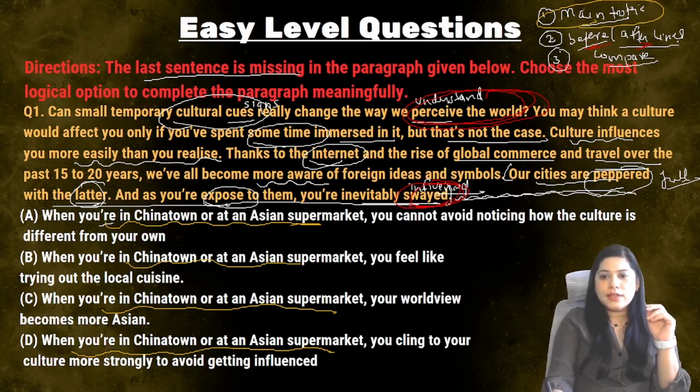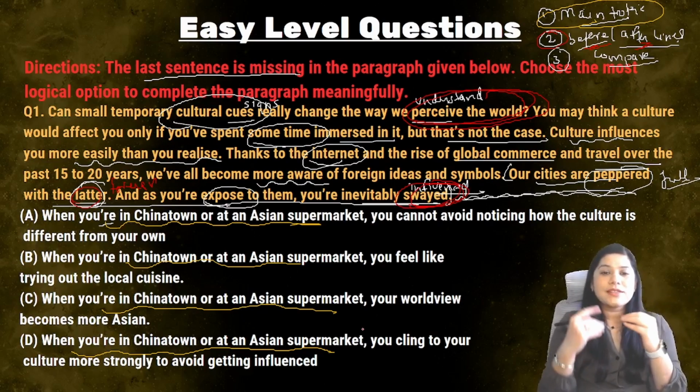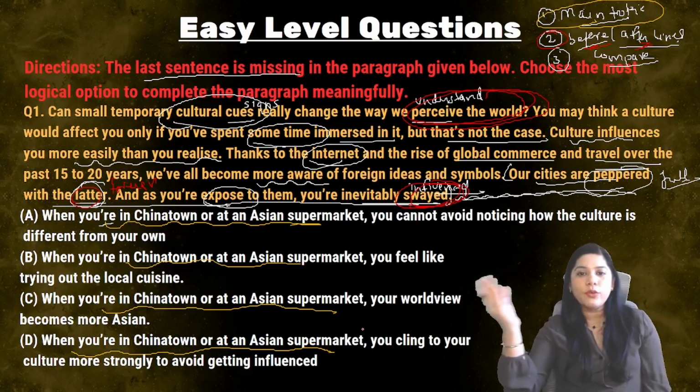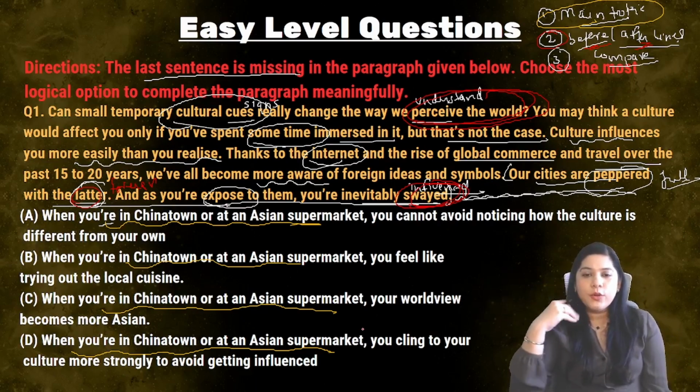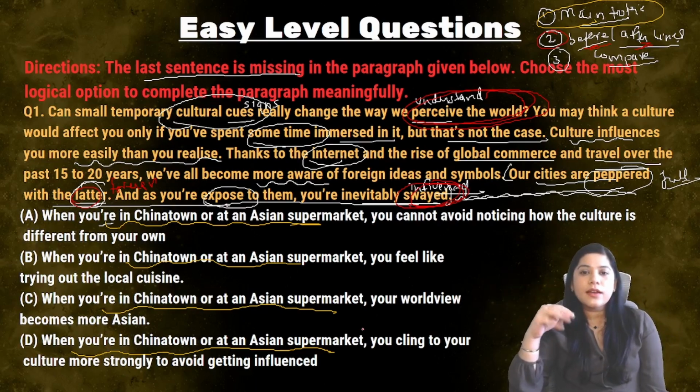Before and after line, second step. If I read just the last line, that our cities are peppered with the letter, it means foreign ideas and symbols, and the more we see foreign ideas, foreign things, we get influenced. We are saying this, okay? So now which option says that we get influenced? If I'm getting influenced, it means you are influencing me, I've started thinking like you, I've started behaving like you.